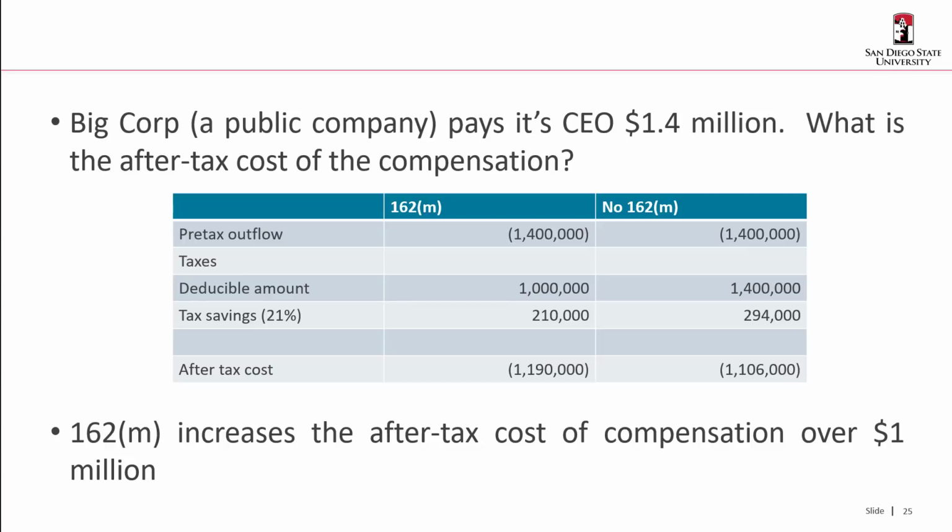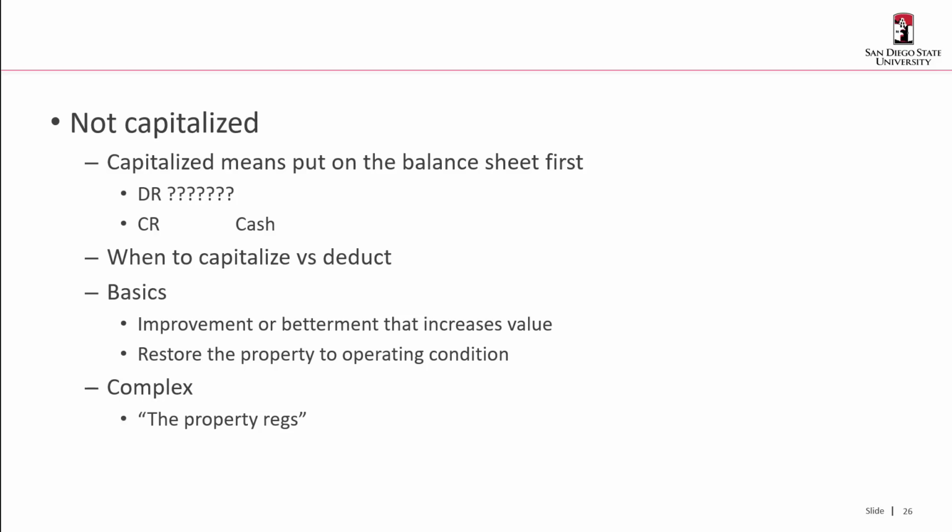So I don't want to spend a ton of time on this because this really has an effect on the corporation, not on the individual, and this is an individual tax course. So we're kind of done with 162(m). Okay, another limitation on deduction is, of course, something that you capitalize, right?